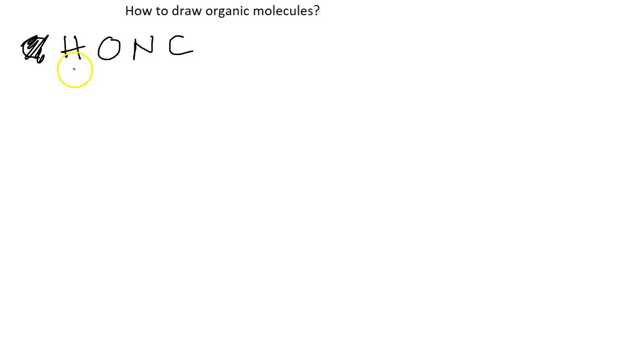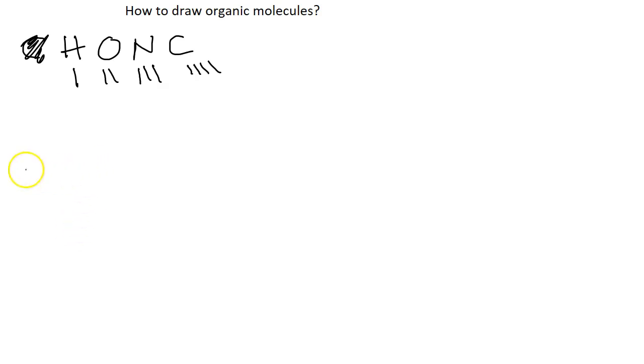Hydrogen pretty much forms one covalent bond, oxygen forms 2, nitrogen forms 3, and carbon usually forms 4 covalent bonds in an organic molecule. So what does that mean?